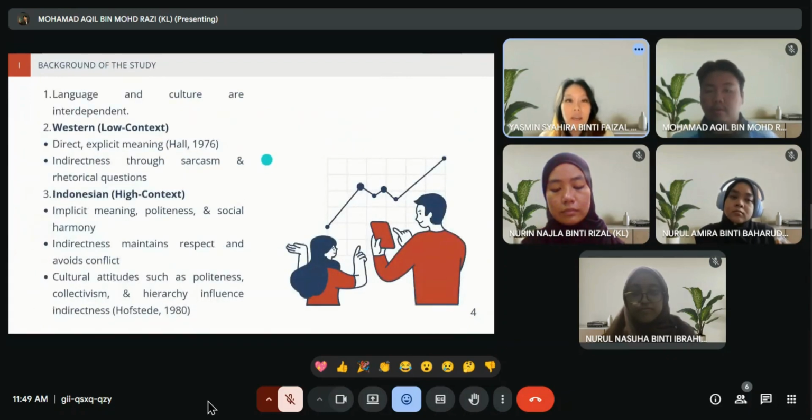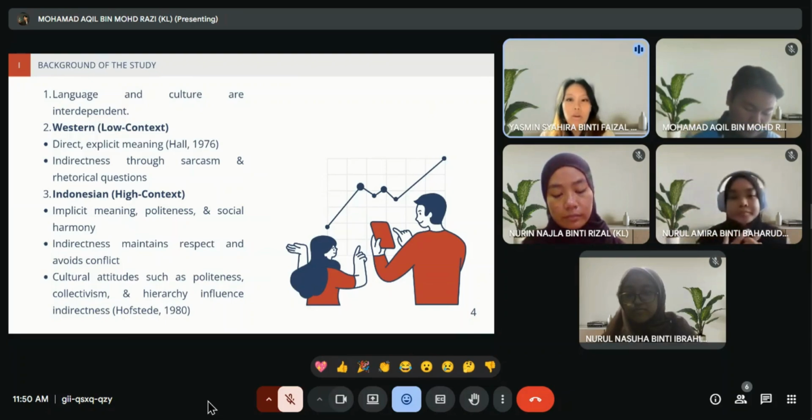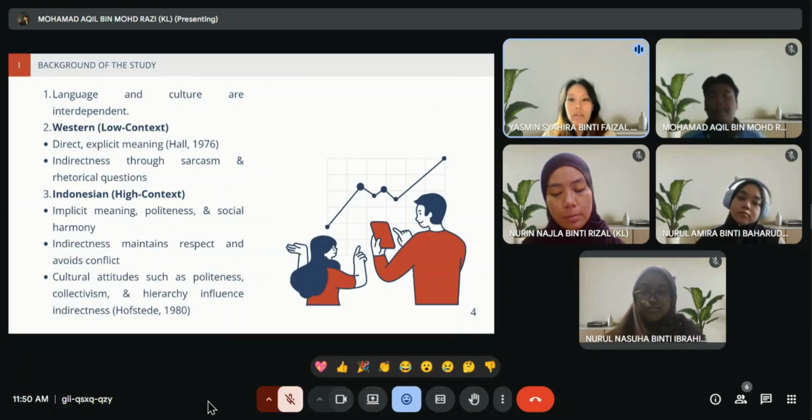So second, a bit of background. Language and culture are always connected. Different cultures communicate differently, especially when it comes to showing politeness or giving instructions. Based on Hall's high context and low context theory, Western cultures are usually more direct, while Indonesian culture is more indirect and polite. We also use Hofstede's cultural dimensions to understand how values like collectivism and hierarchy influence indirectness.